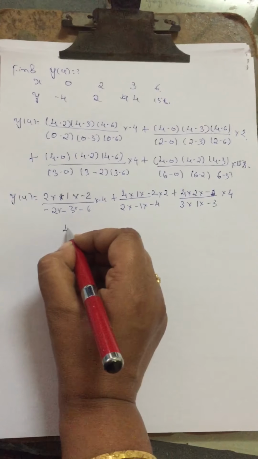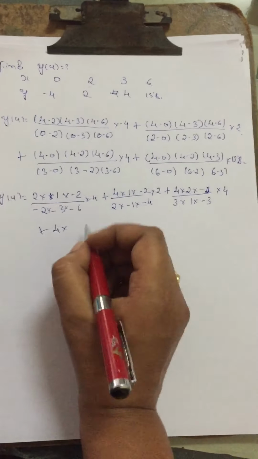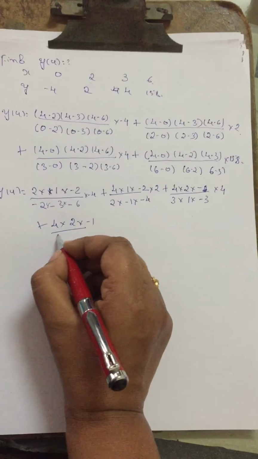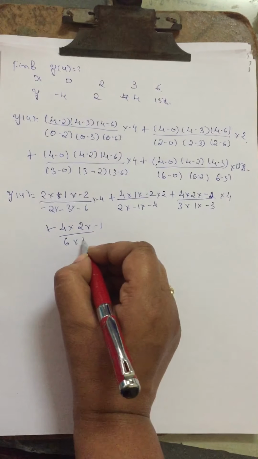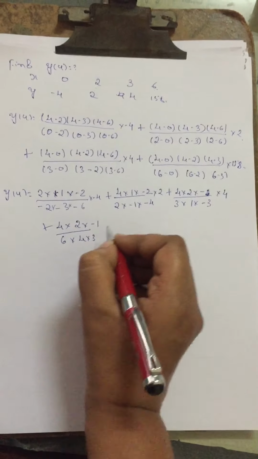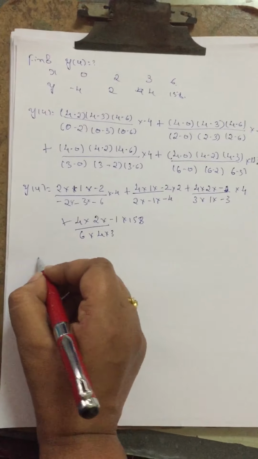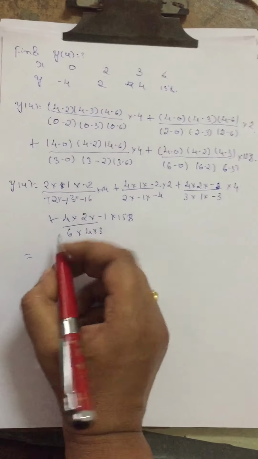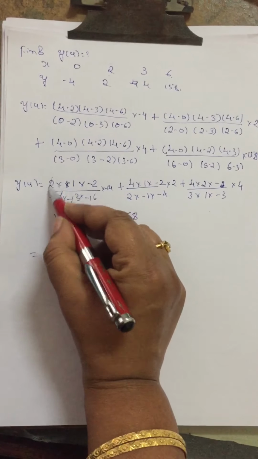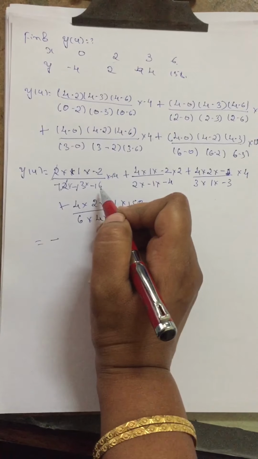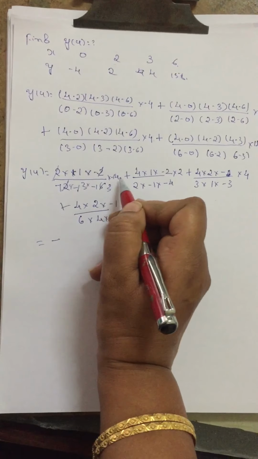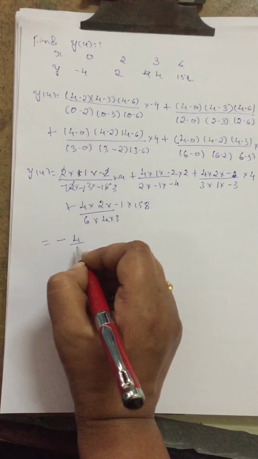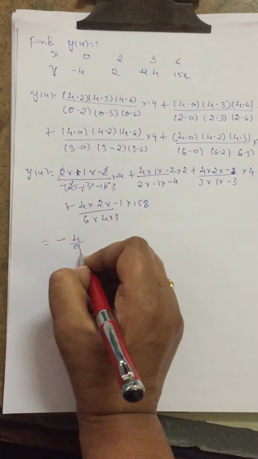Next, the last term: 4 minus 0 value 4, 4 minus 2 value 2, 4 minus 3 value 1, divided by 6 minus 0 value 6, 6 minus 2 value 4, 6 minus 3 value 3, into 158. Now simplify here. The minus minus cancel, and the minus minus cancel, here we get 1; minus minus 1, 2 cancel. Any other term? Here 2 ones are 2, 3 threes are, so here 4 is there, so 4 divided by 3 threes are 9, minus 4 by 9.